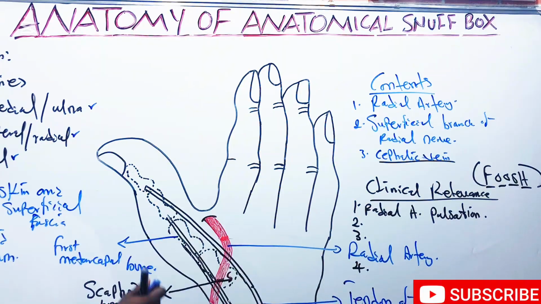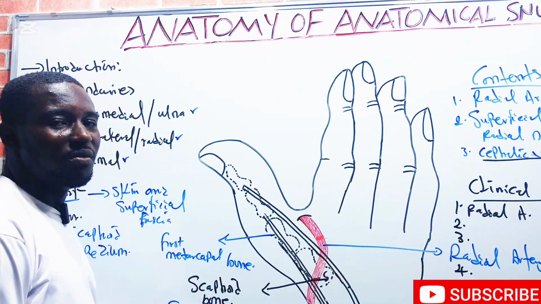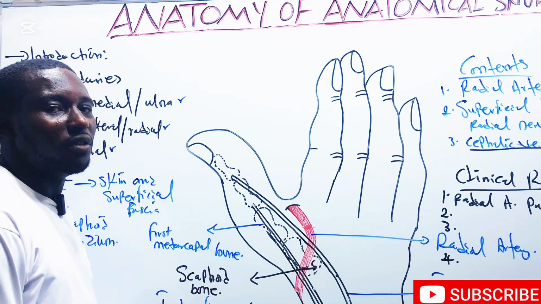I believe we have done justice to this topic. It's a very, very important topic in the upper extremities, that is the lateral aspect of the dorsum of the hand.